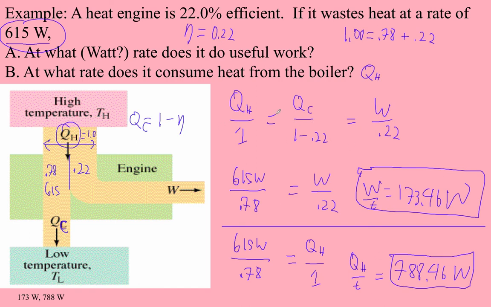Okay, so again, this thing is going to save you, right? This is your branch ratios. We go, high temperature is like all of it, the heat that flows from the high temperature. It splits into two branches. The work branch is the efficiency wide, and the waste heat is what's left wide, okay? That's what this is, okay?